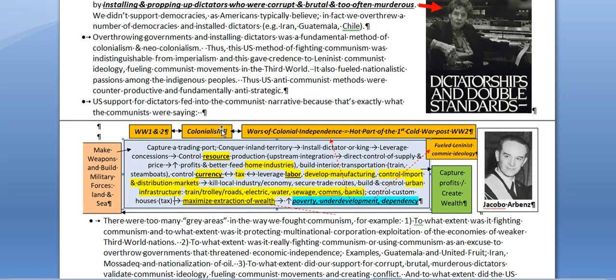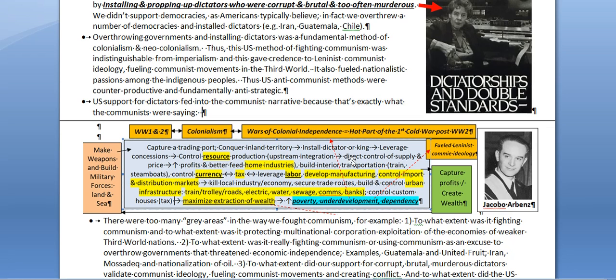This is J.A. Hobson's analysis, which is basically Lenin's analysis. In a nutshell, colonialism. It involved capture of a trading port. Well, you don't settle there. You conquer inland territories. Then you install a dictator or king as a puppet. You control. And then you leverage out of them concessions on resources, on taxes, on trade, whatever, on building railroads. You control the resources of that country. You control the production. It's a form of upstream integration.